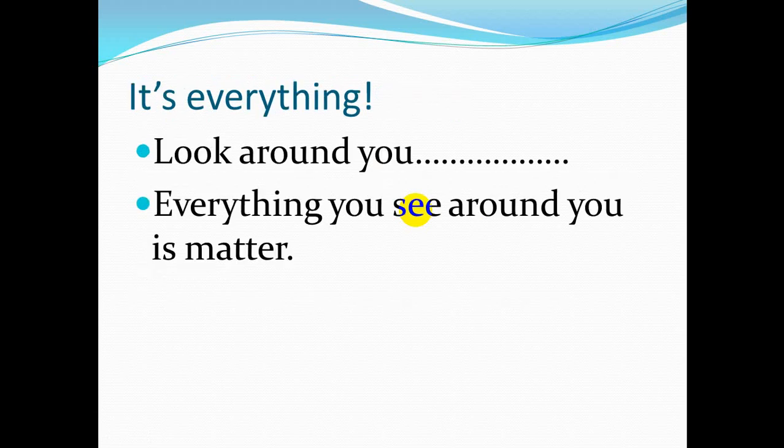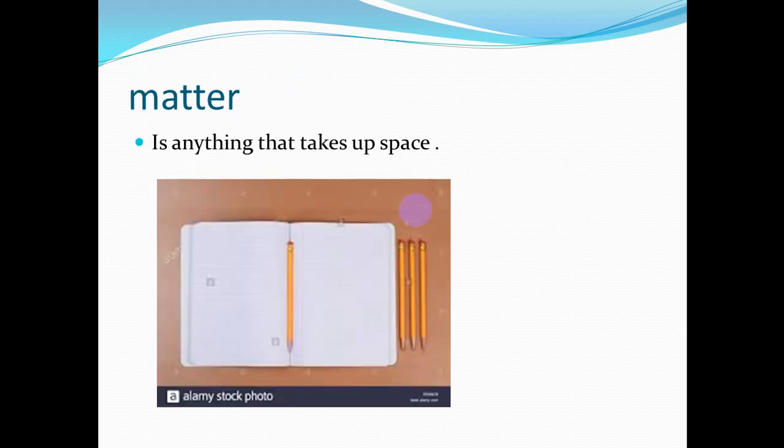At first, can you look around you? Everywhere, everything you can see around you is matter. But what's matter? Matter is anything that takes up space. Anything that takes up space. What can you see around you? Can you see a chair? Can you see a door? Can you see water? All of these materials are matter. So it's anything that takes up space.